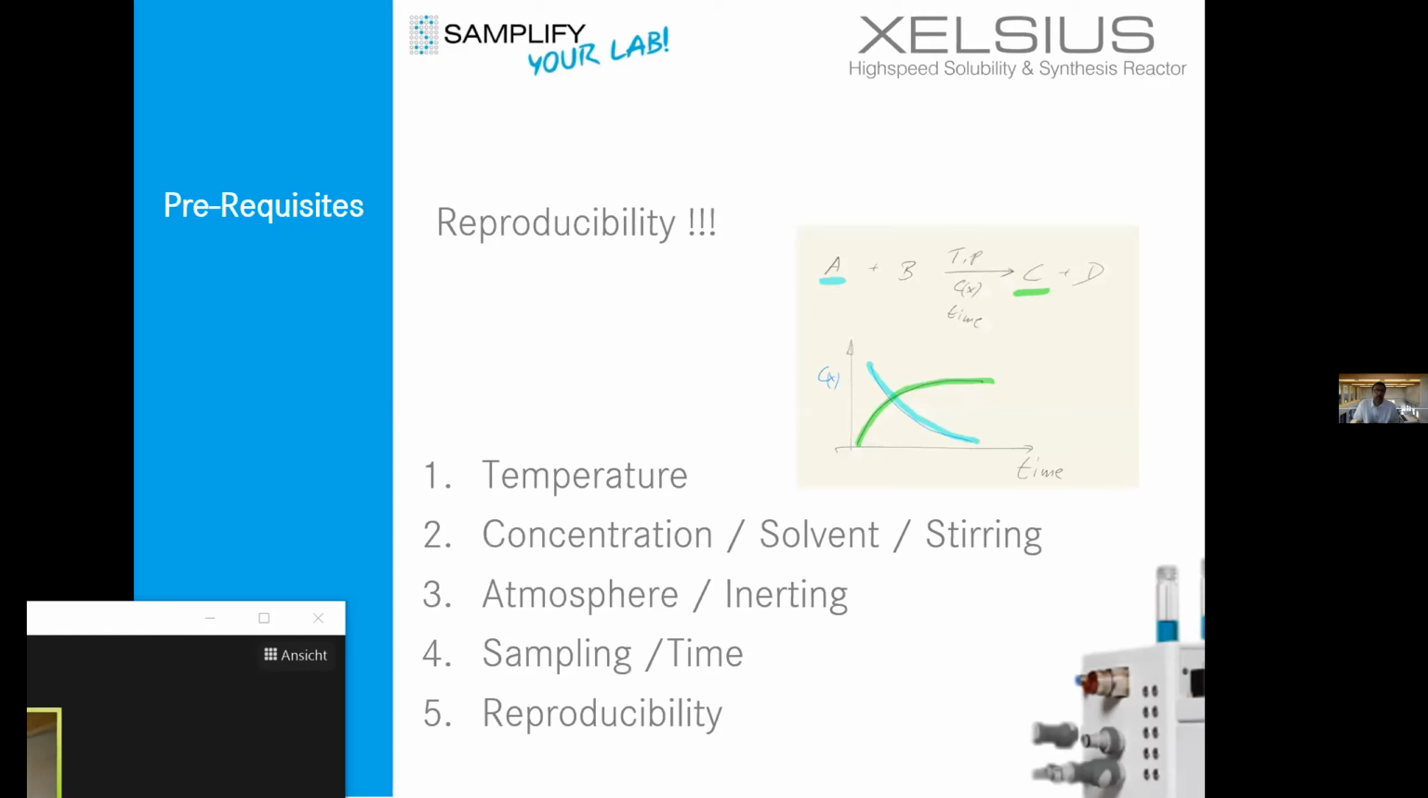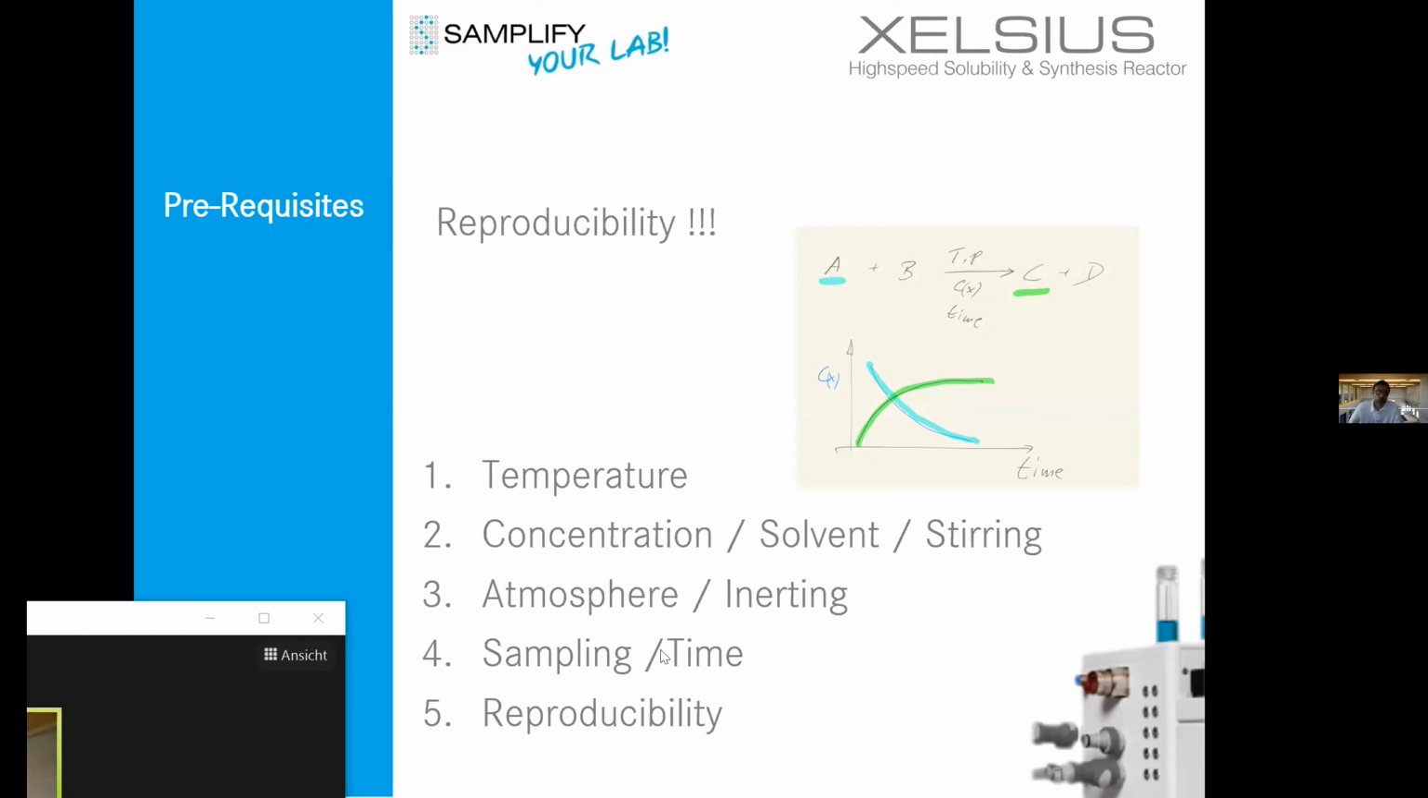So the most important thing for reactions and experiments is reproducibility. And in a reaction, we have maybe a couple of parameters, and the most important thing is temperature. The second one is concentration, and the solvent and the stirring are important. And for some reactions, the atmosphere and the inerting is important.